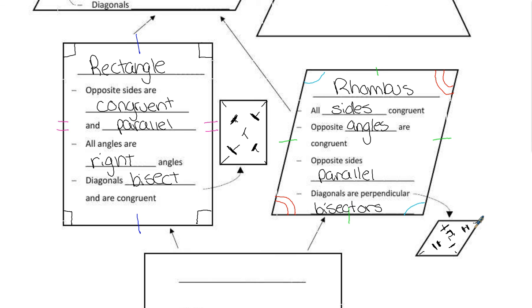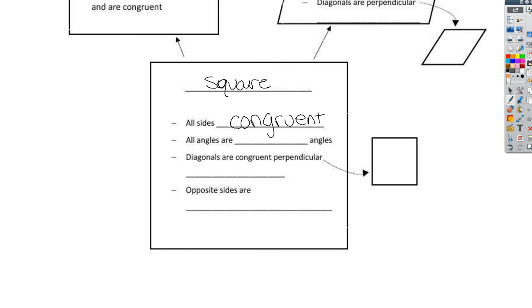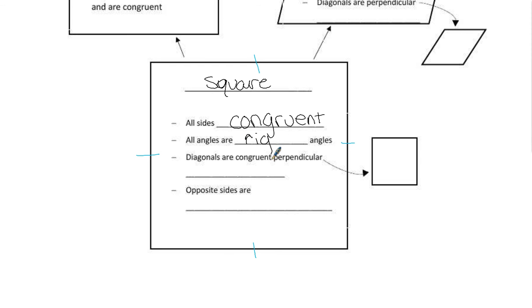Okay, now we are going to look at our last shape, which is the square. So for a square, all sides are congruent, so that means all sides are the same length. So this side is just as long as this side, the same as this side. They're all the same length. So all angles are right angles, again, just like rectangles. So this is going to be a right angle, this angle will be a right angle, here will be a right angle, and here will be a right angle.